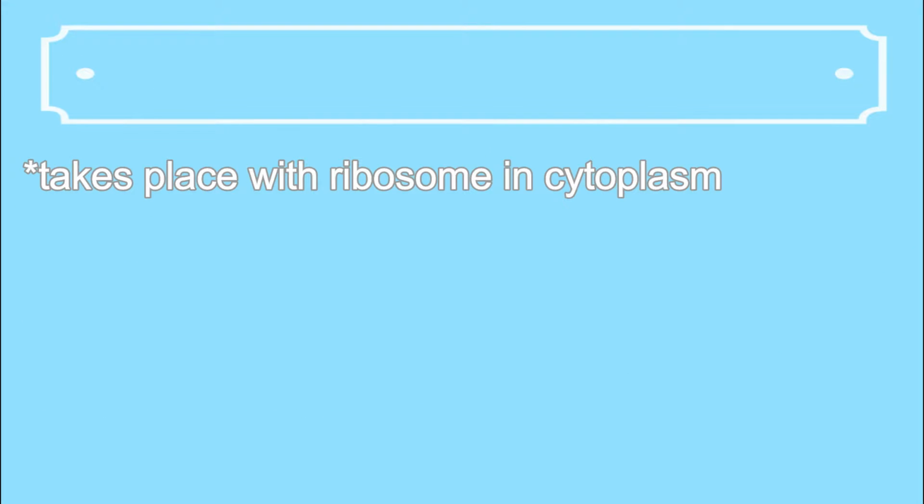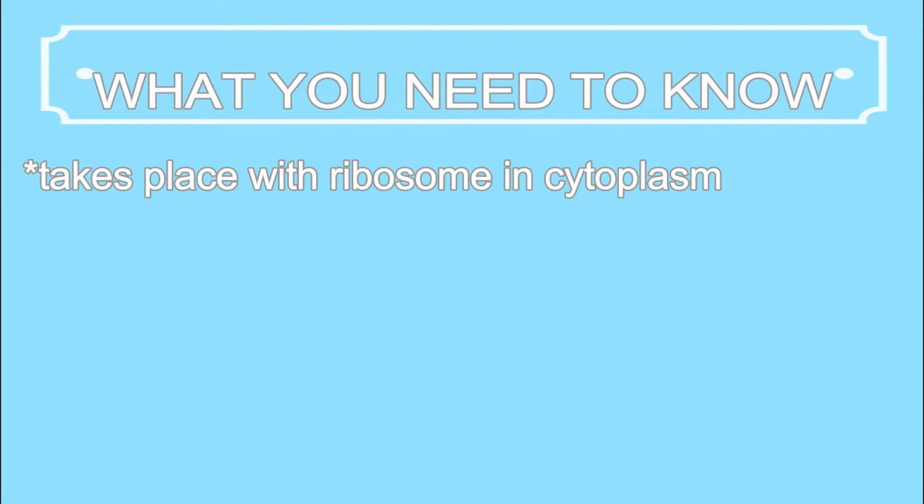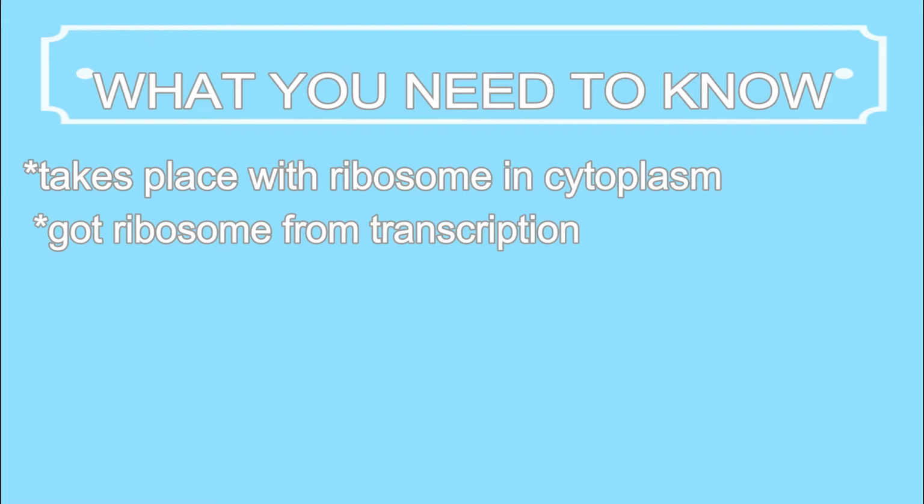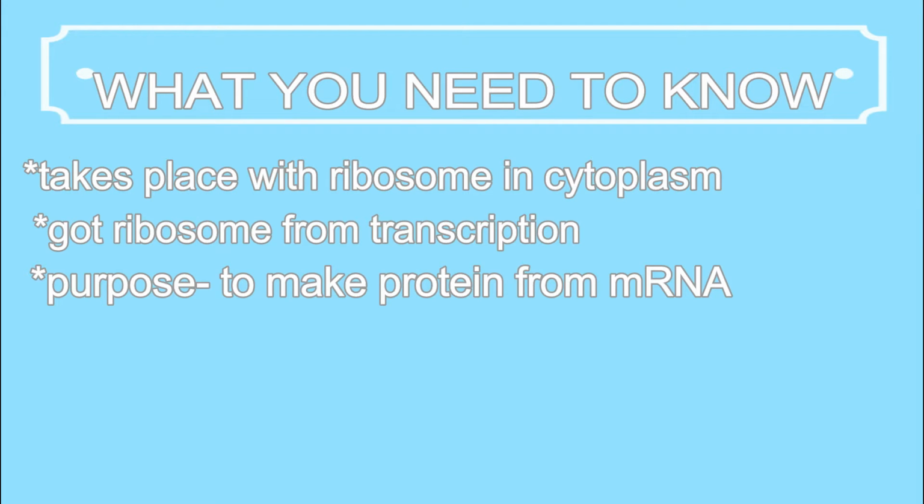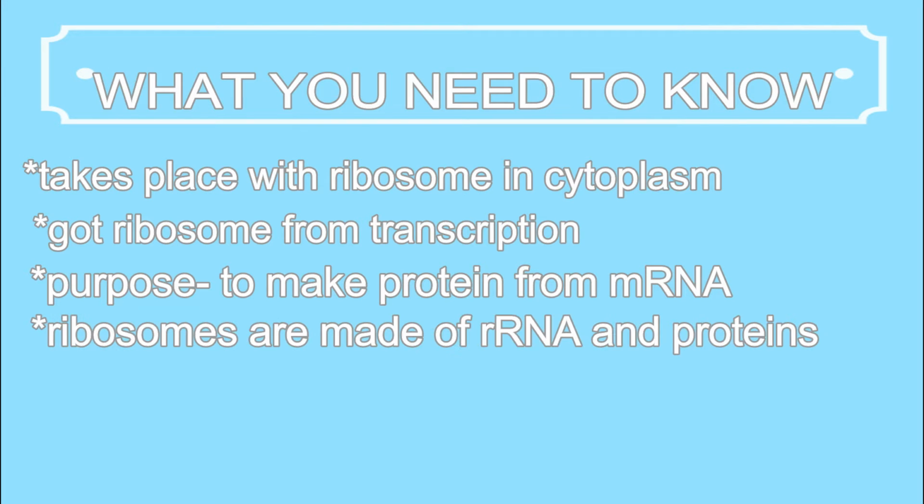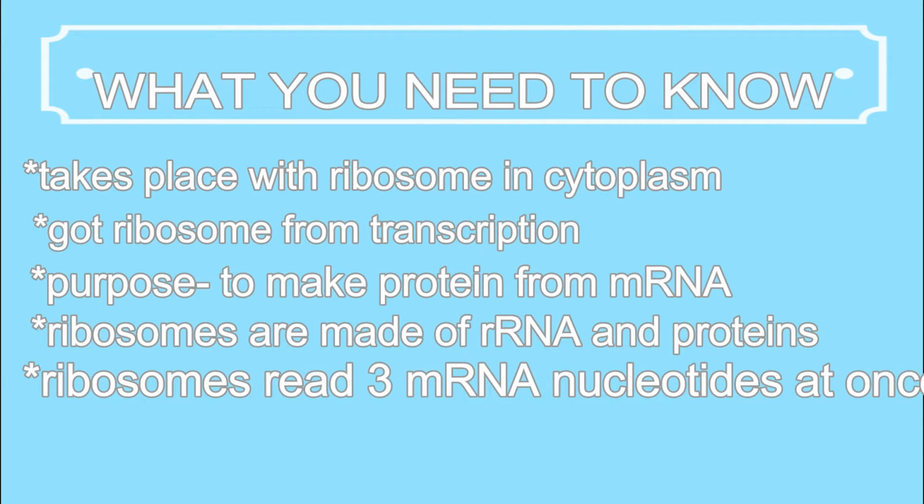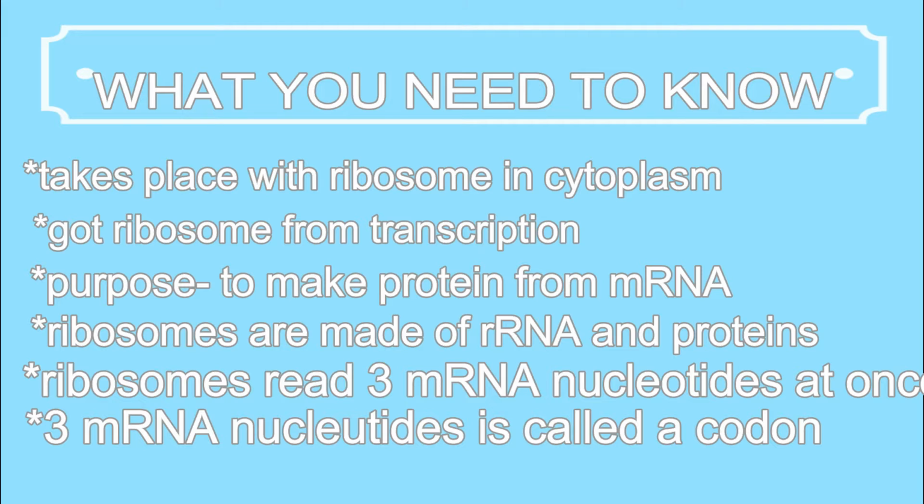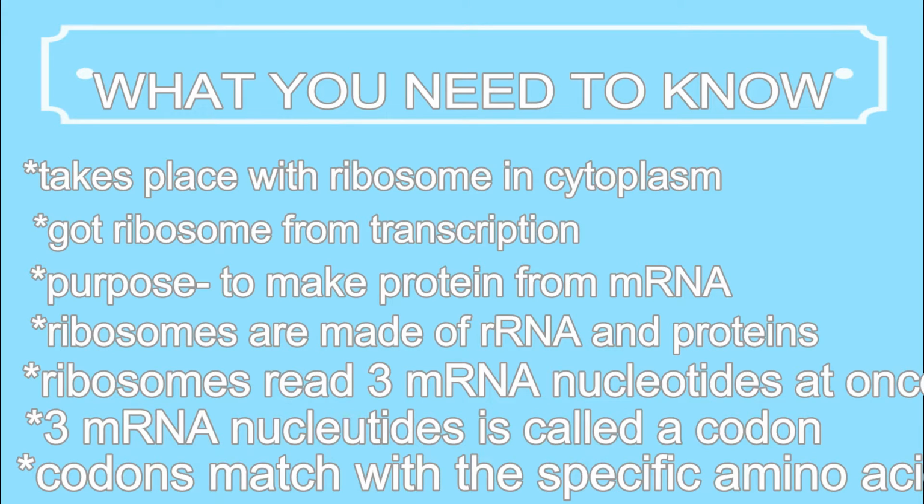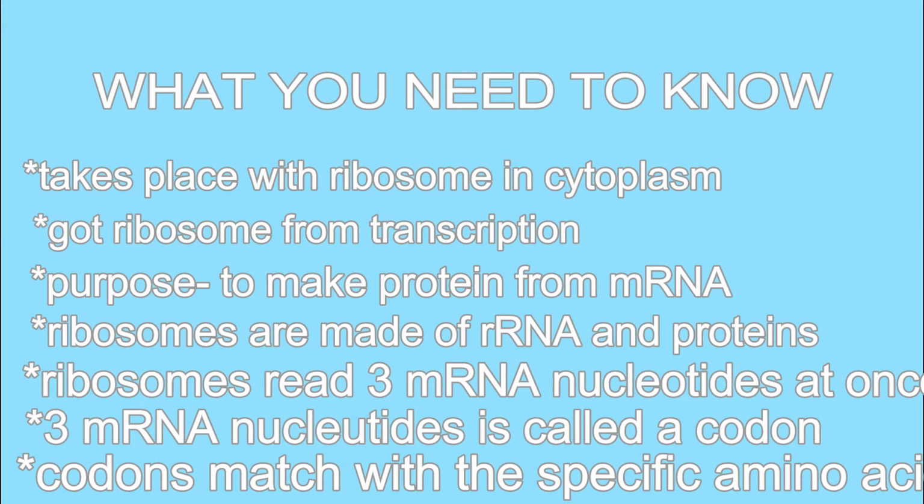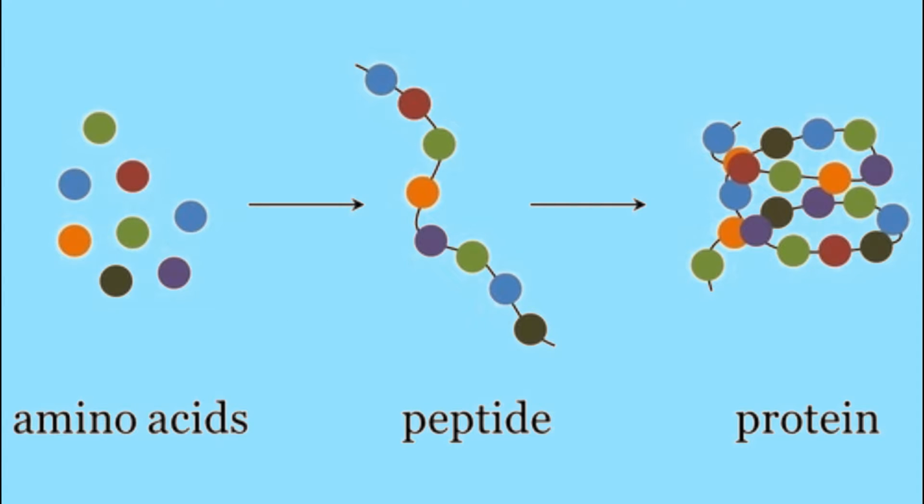The translation takes place at the ribosome inside of the cytoplasm. We got the ribosome from transcription. The main purpose is to make protein from mRNA. The ribosome structure is made up of 2 subunits composed of rRNA and proteins. The ribosome will read 3 mRNA nucleotides at a time. The 3 mRNA nucleotides are called codons. Codons match for the delivery of a specific amino acid. Amino acids link together to form a single protein, and the start codon is AUG.